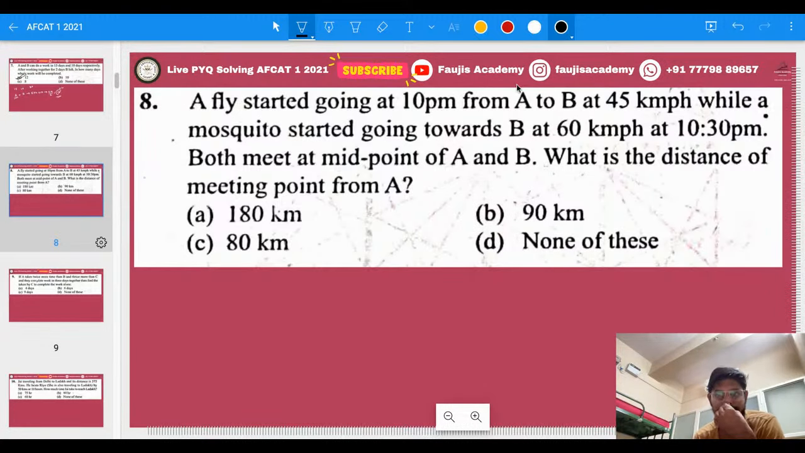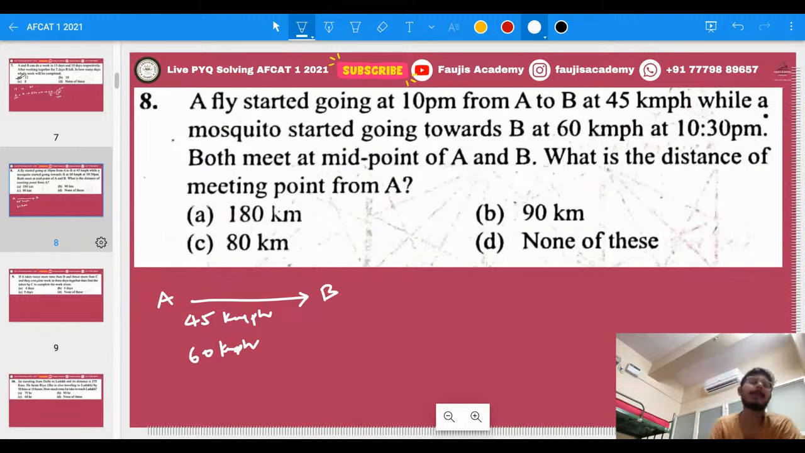All right. Another easy one, not so easy one. We need to understand this question. A fly starts from A to B, okay, A to B, right, at the speed of 45 kmph, and a mosquito starts at the speed of 60 kmph.